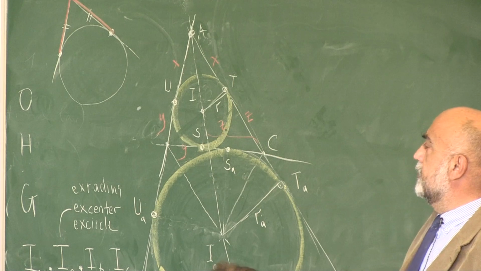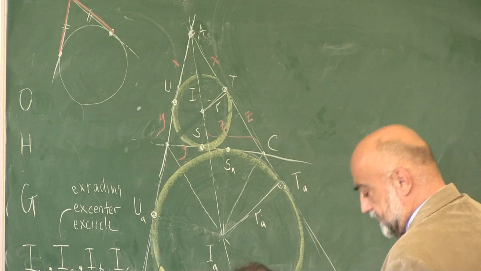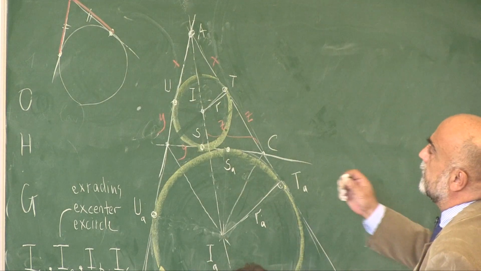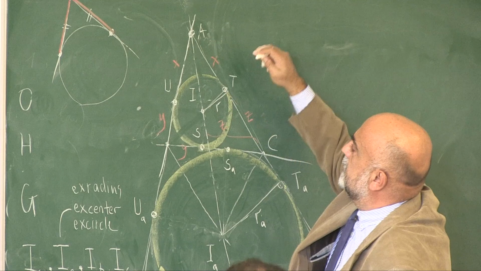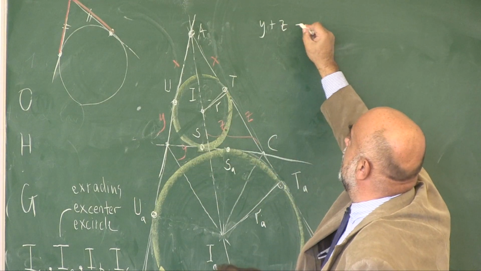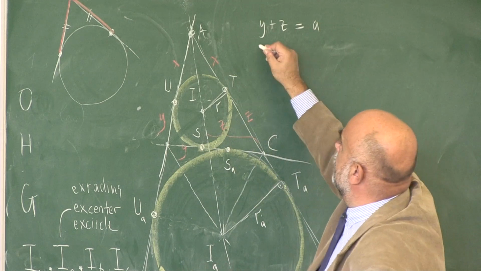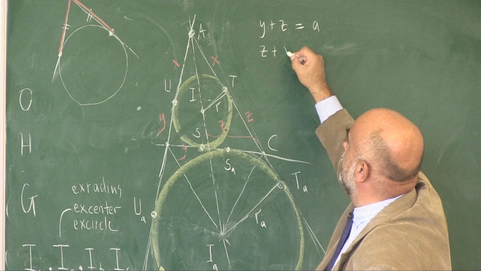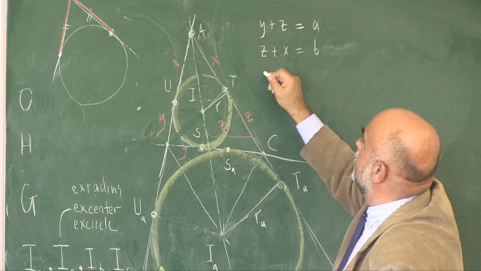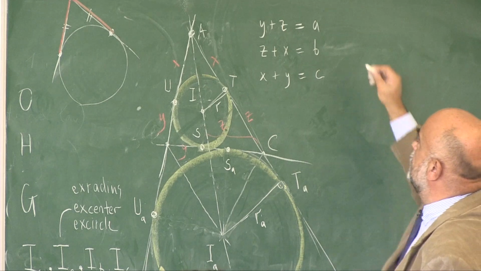So what else do I know? If I take y and z, they add up to give the length of BC, which is a. Proceeding cyclically, z plus x gives me b. If I add up x and y, that gives me c.